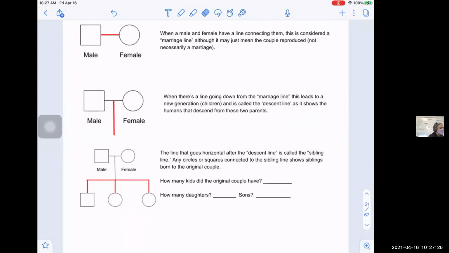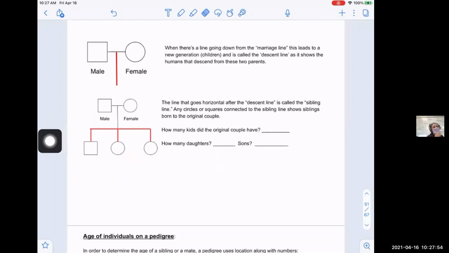All right, moving on. When there's a line going down from the marriage line, this is what leads to a new generation. Okay, so this is how we show a new generation of children are being born to this couple. So we call this a descent line. So it shows the humans that descended from these 2 parents. Okay, and so if a couple has children, they will have a line going down from their connecting marriage line to show their children.